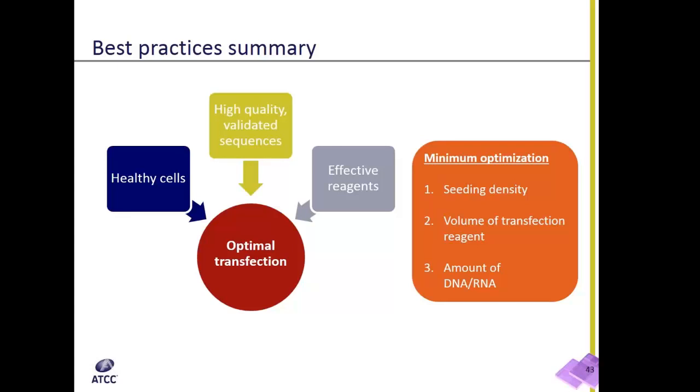So there are certain transfection reagents out there that are recommended for suspension versus adherent cells, and also ones that are recommended for plasmid DNA or RNA. And the DNA-lipid ratio or the RNA-lipid ratio should be optimized for each cell type.